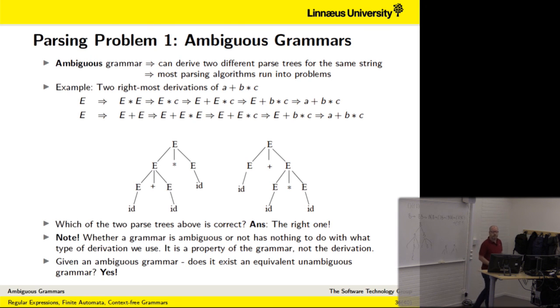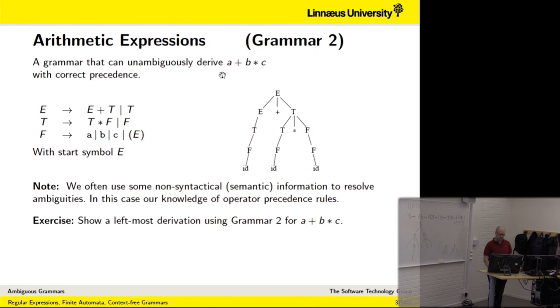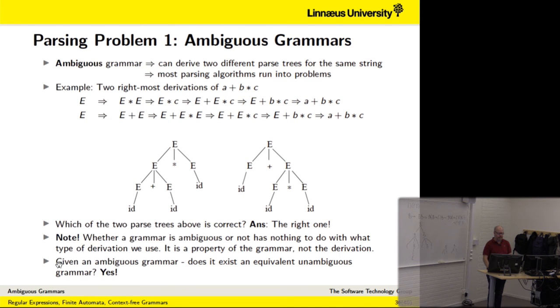If you have a grammar with this property, then the parsing methods that I described earlier will not work. So you must avoid grammars having this property. There are some theoretical results saying, given an ambiguous grammar, does there exist an equivalent unambiguous grammar? Yes. If you have a grammar that you like, it can do all the derivations you're interested in, but you can derive 2 different trees, then you must take a look at your grammar and rewrite it a bit to avoid this problem.